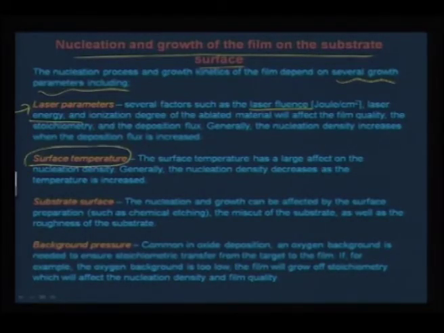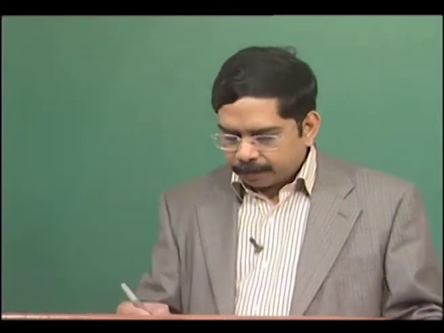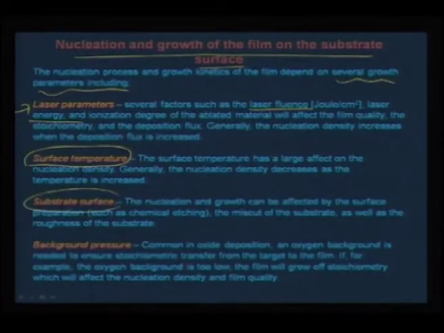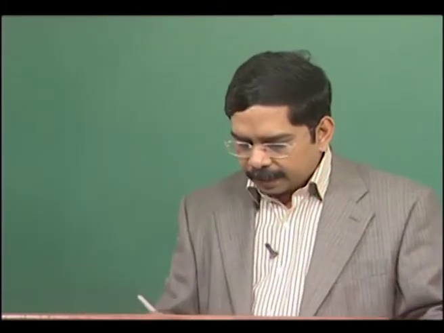Then surface temperature. Suppose you are making a high temperature superconductor film, the substrate also has to be elevated to a particular temperature for the film to grow and show a crystalline phase. Otherwise it will be amorphous and it may not show even conductivity. And the substrate surface also is very important. We cannot simply mount anything. Even if you are mounting a silicon or any other single crystal, pre-treatment has to be made. It should be highly uniform and it should be treated properly before the deposition is made.